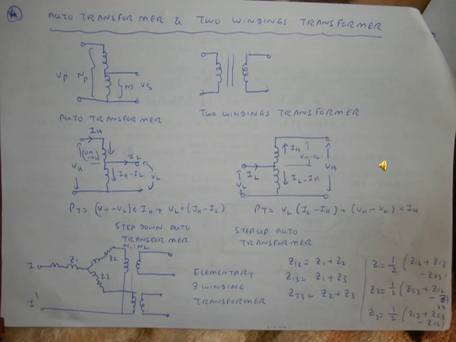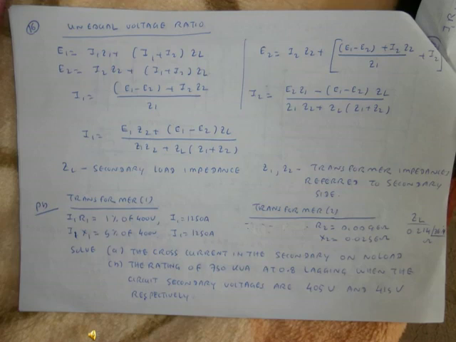The next equations are the voltage ratio of the transformer. In this case, we write down the equation E1 equal to I1 Z1 plus (I1 plus I2) into ZL. In this case, E1 is transformer 1 voltage, I1 is transformer 1 current, Z1 is transformer 1 impedance. I2 is the transformer 2 current, and ZL means the equivalent load impedance.